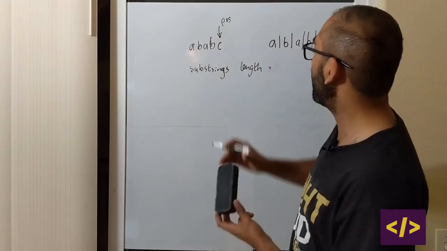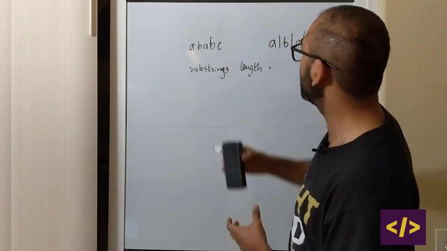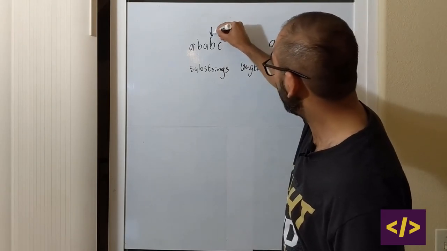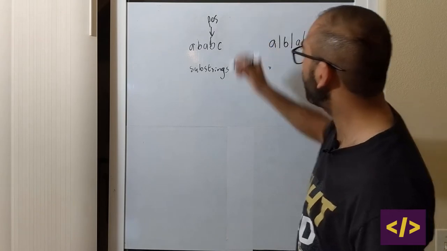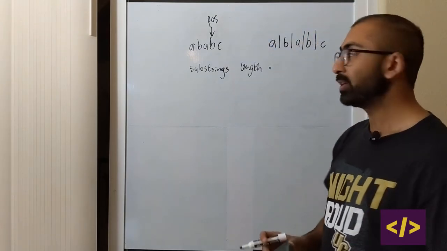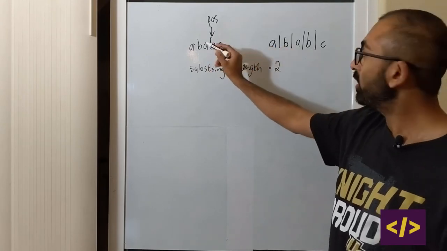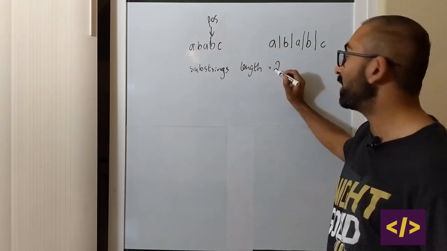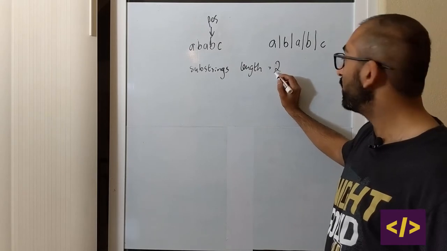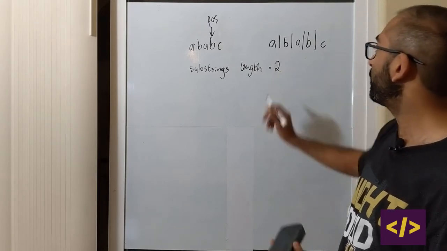Okay. You come back, you make position, position is back to B, okay? And then what are you going to do? You're going to see length of 2, because you've already done length of 1, and that's how you reached all the way till the end. Let's do length of 2. What happens when you do length of 2?